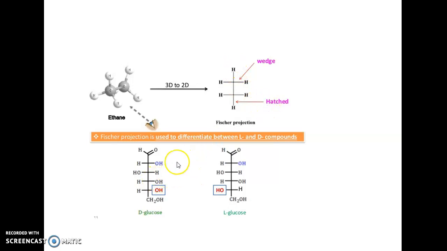Similarly you can give it for carbohydrates also, especially D-glucose and L-glucose. You know that this is dextrorotatory and this is levorotatory. We'll discuss that later. And this is the Fischer projection formula for dextrorotatory glucose and levorotatory glucose, and you can differentiate both.